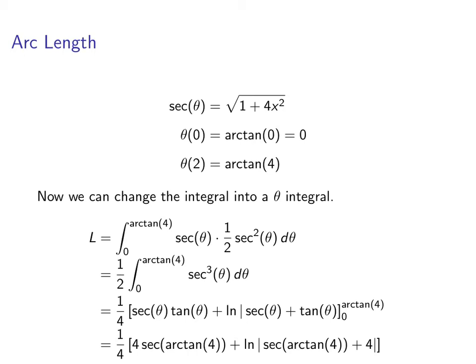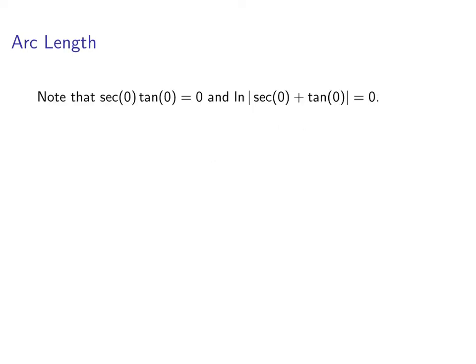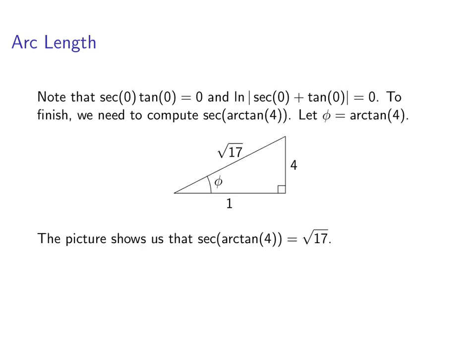But when we plug in arctangent of 4 into secant theta, what do we get? I don't know. We're going to work that out. What about the lower limit? Notice that secant theta tangent theta is 0, and log of secant theta plus tangent theta is equal to 0. All right, so the last thing we need is just to figure out what secant of arctangent of 4 is.